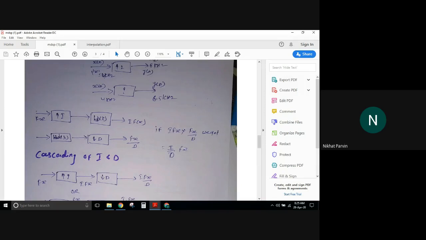The new sampling rate which you will get is I by D times Fx. Now, as you want this factor, we need to cascade upsampling, interpolation and decimation. So first I, then D, or first D, then I.